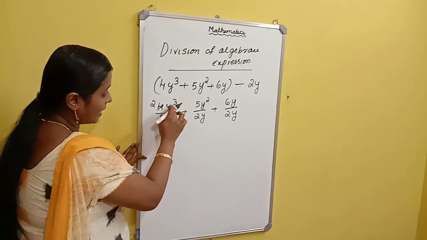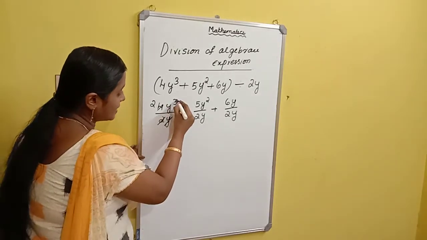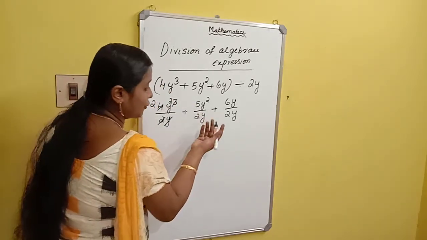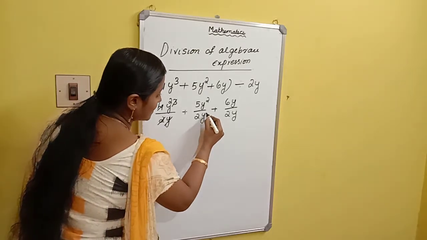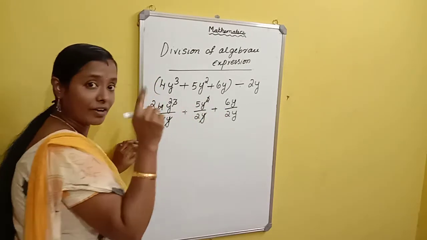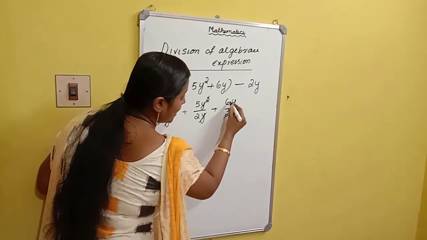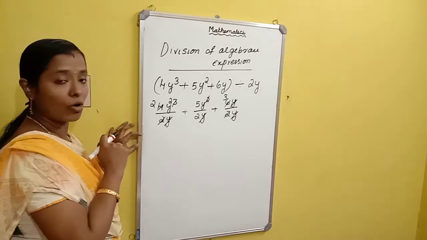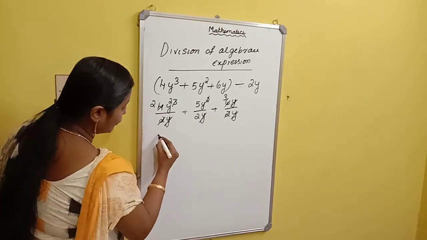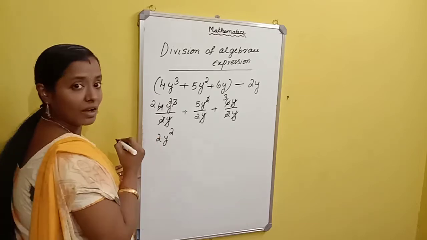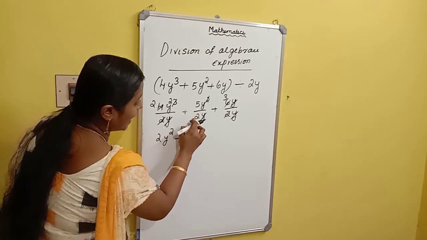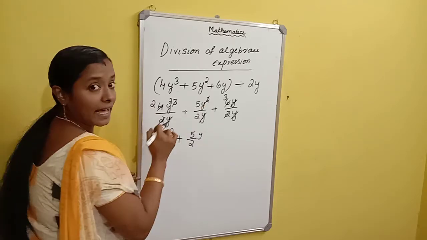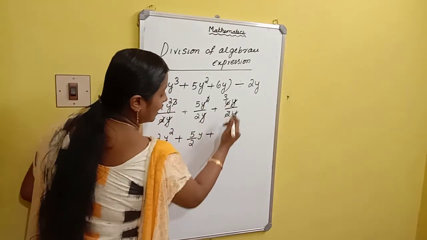Then 2 in 4, 2 times. y: here y cube, so one y is cancelled, after that y square. Then 5 by 2, you can't do anything. Here it is y square by y, so we can cancel one y. And then 2 in 6, 3 times, y cancelled one time. So what will you get here? 2y square, plus 5 by 2 y, plus 3.